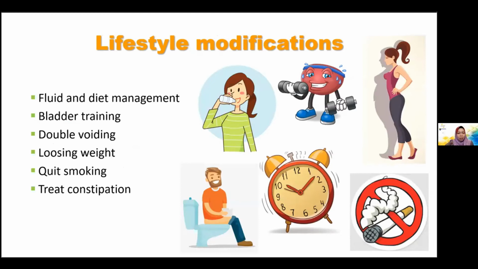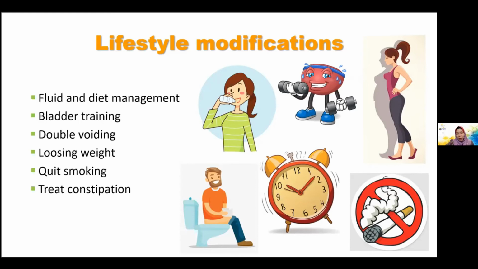Food and diet management. Tell the patient not to drink too much coffee or too much tea if they are bothered by urgency incontinence. Bladder training. What I mean by bladder training is that if you have an elderly lady who has impaired mobility, you can tell her or her caretaker to bring her to the toilet every 2 or 3 hours, depending on how much she drinks.